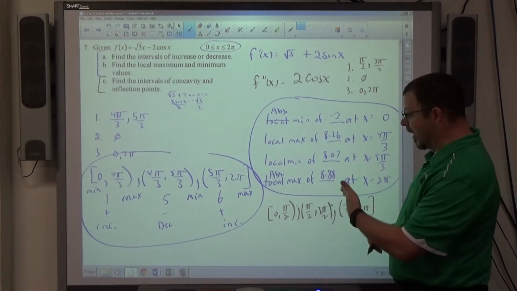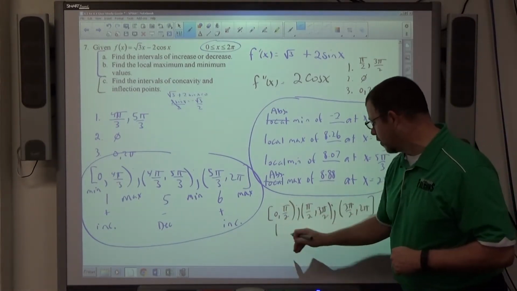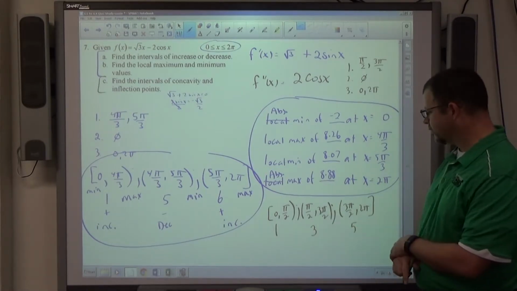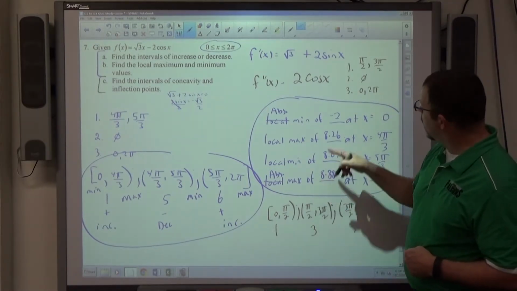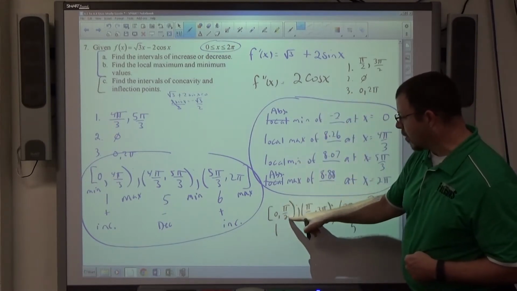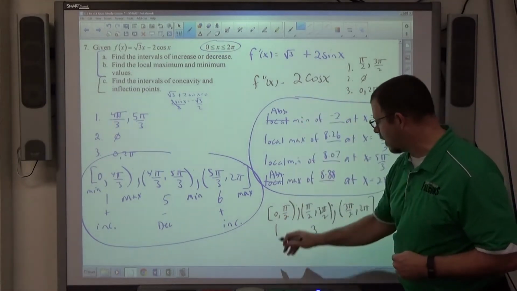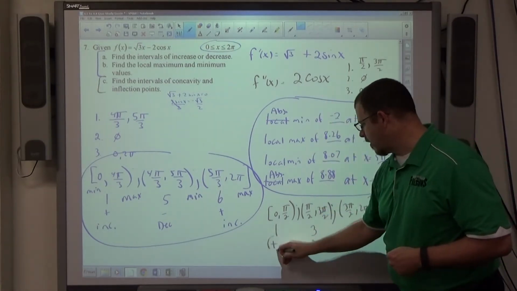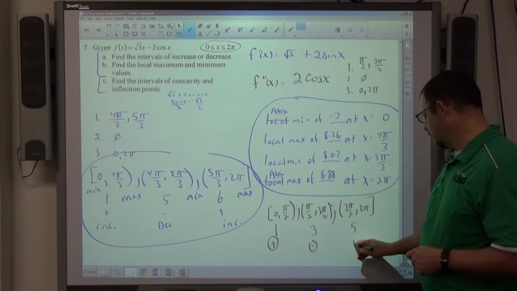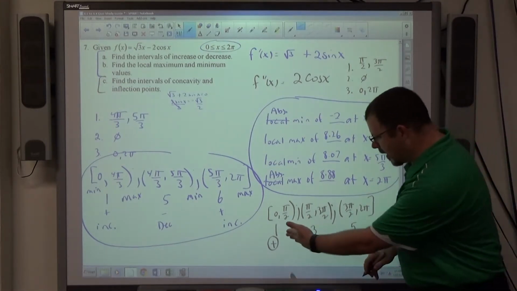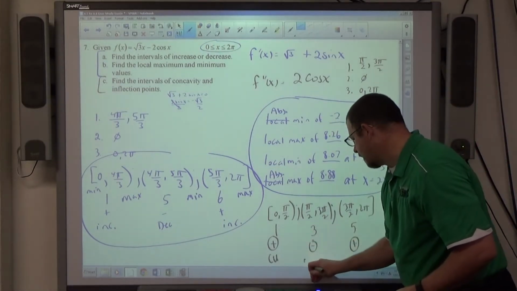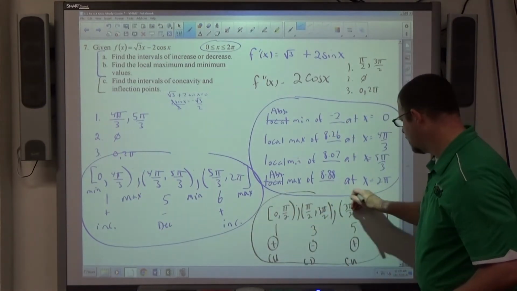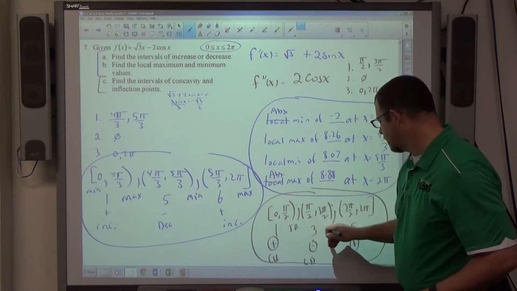Okay. So concavity, we're going to pick numbers: 1 is between those, 3 is between those, and let's go with 5 is between those. Cosine of anything between 0 and pi over 2 is positive, so positive times 2 is positive. Between pi over 2 and 3 pi over 2, cosine is negative. And then between 3 pi over 2 and 2 pi, cosine again is positive. Okay, concavity is up, concave down, concave up. So there's my concavity answers. There's an inflection point here and here.